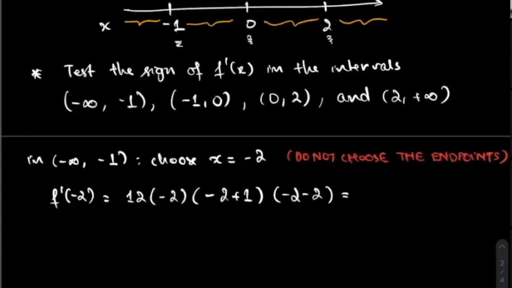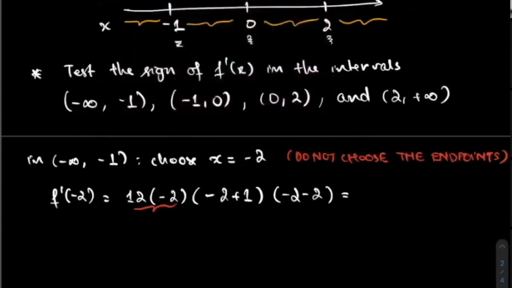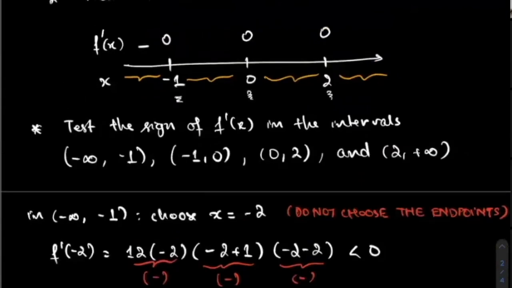Because you just want to test the sign of the first derivative, you don't have to fully calculate the number. Just consider the sign of the calculations. I don't know exactly the value of 12 times -2, but I know it's a negative number. -2 plus 1 is also negative, and -2 minus 2 is also negative. So negative times negative times negative is a negative number. In this interval, f prime is negative, so the function is decreasing in that interval.